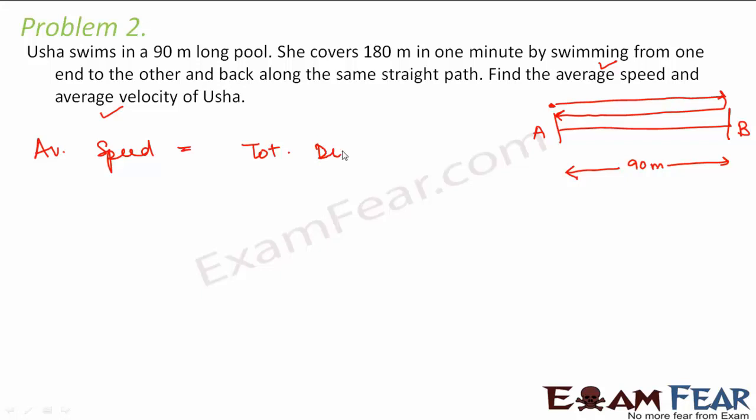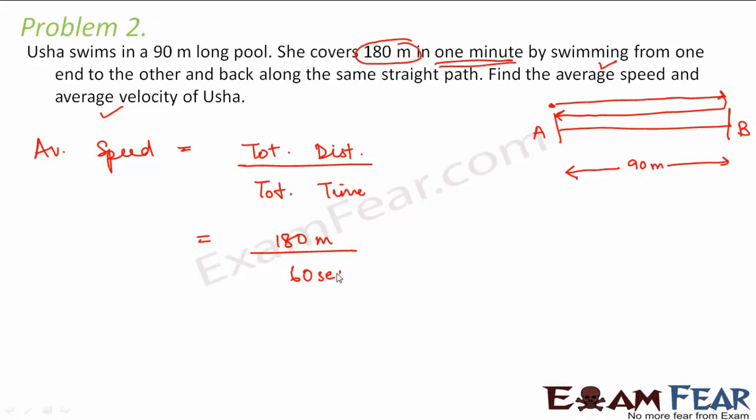Average speed is given by the total distance traveled divided by the total time taken. So what is the total distance traveled from A to B and then again from B to A? So she travels a total of 180 meters. And what is the total time taken to do so? It says she covers 180 meters in 1 minute. That means the total time taken is 1 minute. 1 minute is 60 seconds. So this comes out to be 3 meters per second. So this is the average speed.